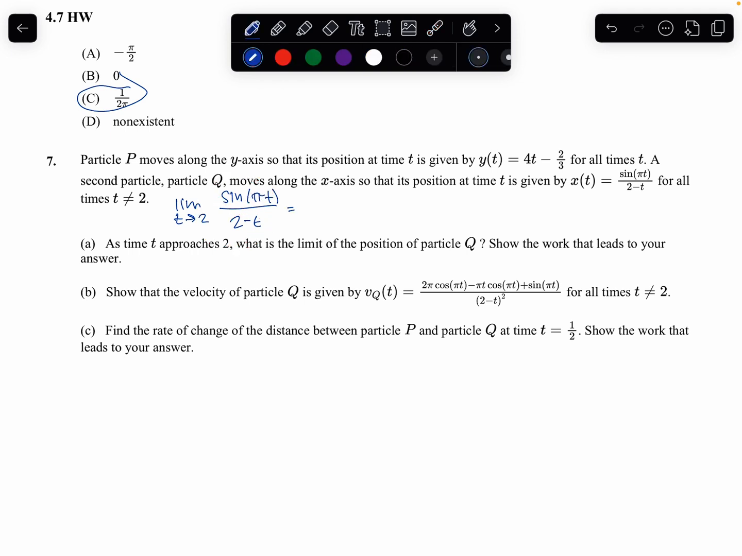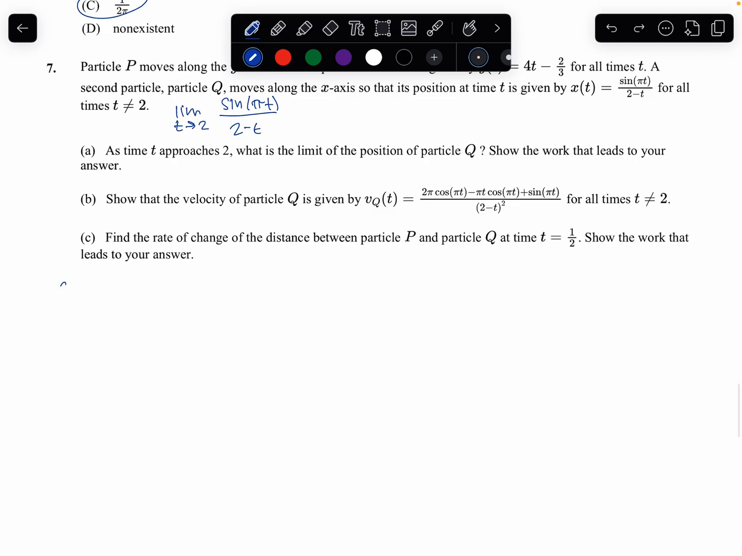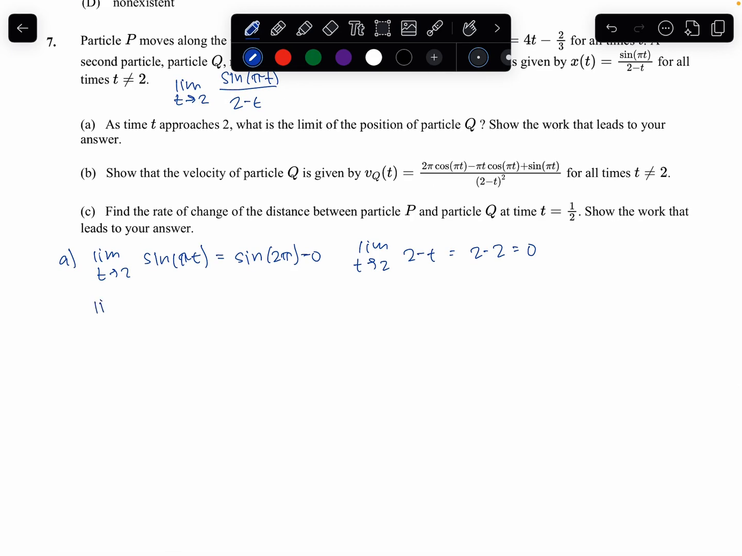So I can, oh man, this is a free response question. I hate that rule so much. So I will show that the limit as t approaches 2 of sine of pi t is going to be equal to sine of 2 pi, which is going to be equal to 0. And then the limit as t approaches 2 of 2 minus t is going to be equal to 2 minus 2, which is going to be equal to 0. So now I can apply L'Hopital's rule.